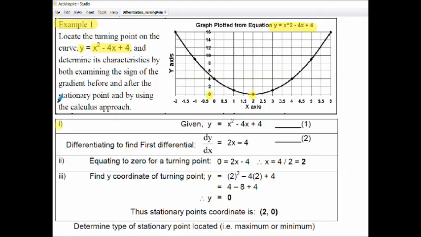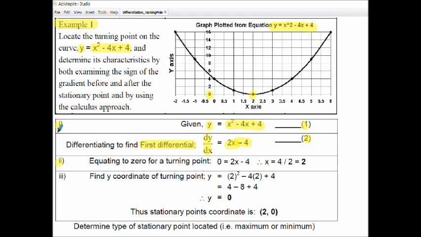So step 1 in this process, given the equation y equals x squared minus 4x plus 4, which I've called equation 1, I'm going to differentiate. I'm going to find the first differential, the dy by dx. So from standard tables, x squared differentiated becomes 2x, minus 4x differentiated becomes minus 4, and the constant plus 4 disappears. I've called that equation 2 for reference.